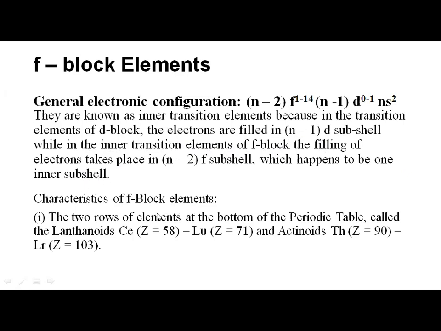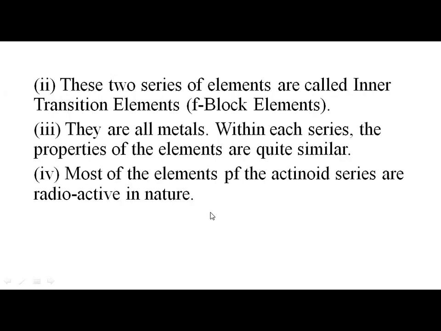Characteristics of F block elements. The two rows of elements at the bottom of the periodic table, called lanthanoids, starting from cerium, atomic number 58, to lutetium, atomic number 71, 14 elements, and actinoids, starting from thorium, atomic number 90, to lawrencium, atomic number 103, belong to F block. These two series of elements are called inner transition elements or F block elements. They are all metals. Within each series, the properties of the elements are quite similar.